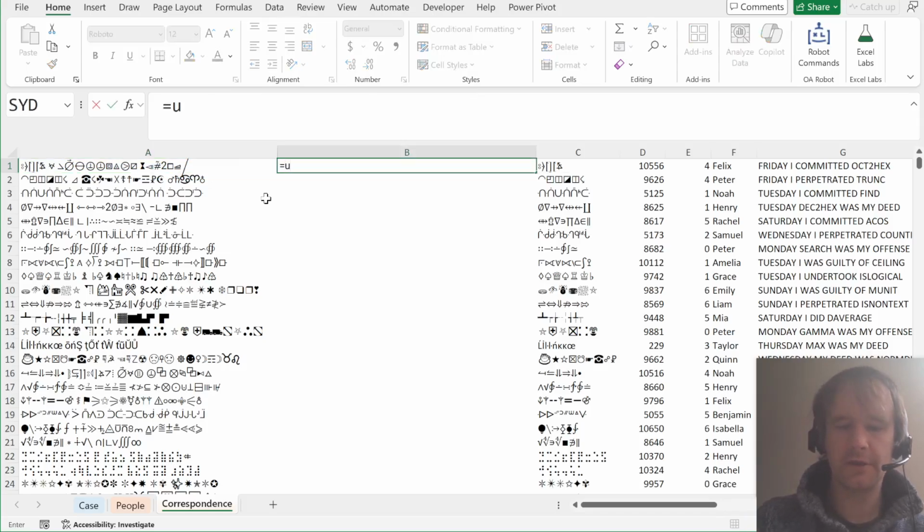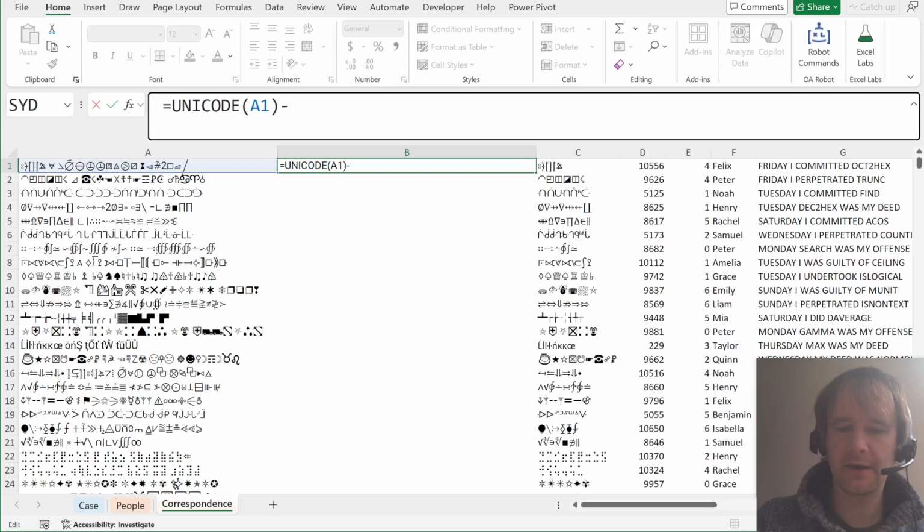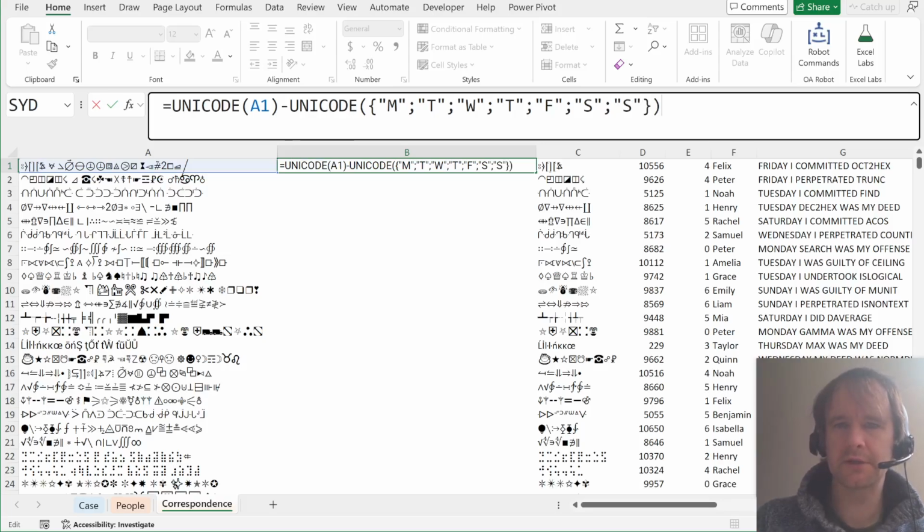So you could say unicode of this. If you say unicode of a whole text, it just applies to the first character. That's how it works. So the first character there is 10,626. You say that minus unicode of M, T, W. I'm going to do them all, I'll show you why in a minute, but S. So I'll include the repeats, SS.